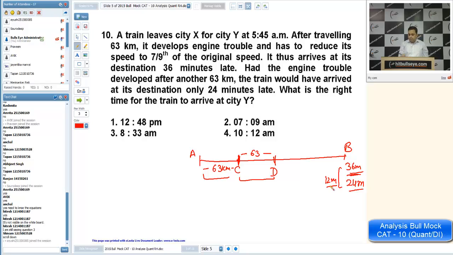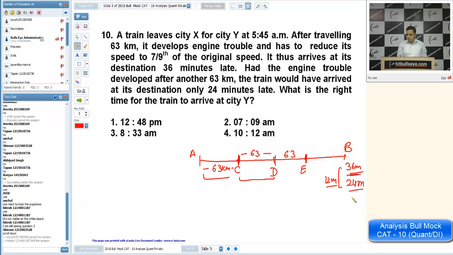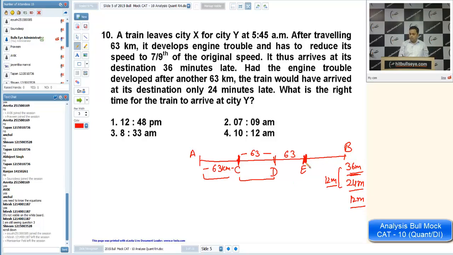That means if I assume that the same travel has been started here at some point E, and if the D is also 63, then the time would have been 12 minutes late. And if the trouble has been again on let us say some point B, then the train will reach by the actual time. So from here I can say that the total distance will be nothing but 63 plus 63 plus 63 plus 63, which is 63 into 4, 252 kilometers. So from here I can find the total distance which the train has to travel.